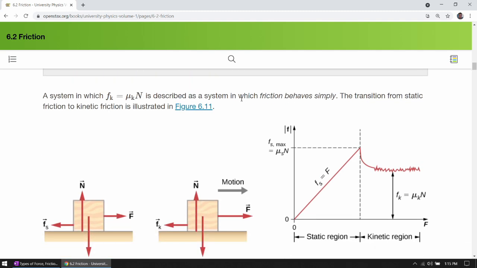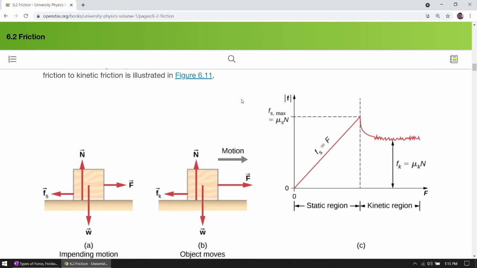And this figure in your textbook describes this quite well. Imagine you have a block sitting on a surface and you start applying a force. Now, when you are applying no force at all, when you're applying zero amount of force, the amount of static friction force is zero. Because when you're not applying any force, you don't need the static friction force to get it to stay where it is.